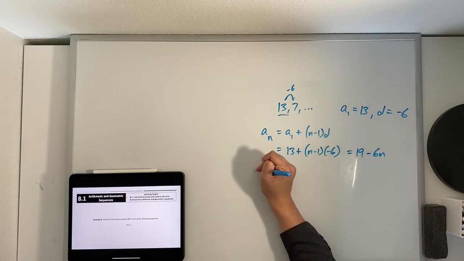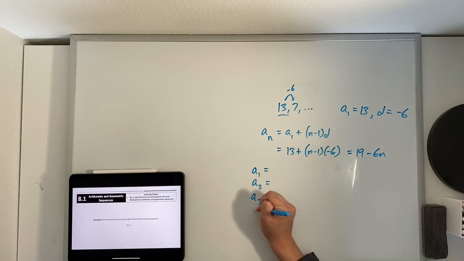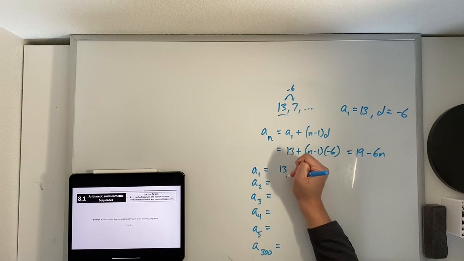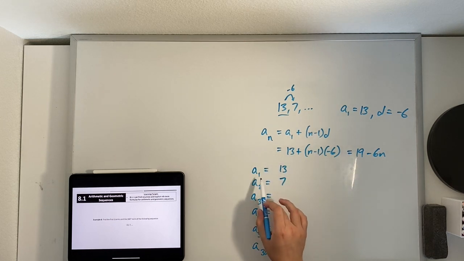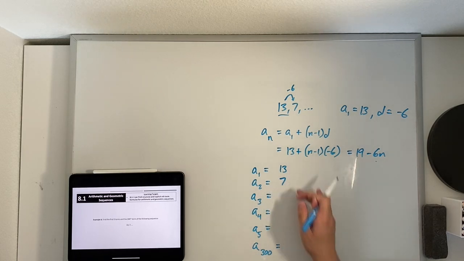Knowing this formula allows us to pretty easily answer this question. We want the first 5 terms and the 300th term. Well, we already know the first 2 terms, 13 and 7, though if we plugged 1 and then 2 into this formula, it should give us the correct answer, and we see that it does. It would give us 13 and 7.